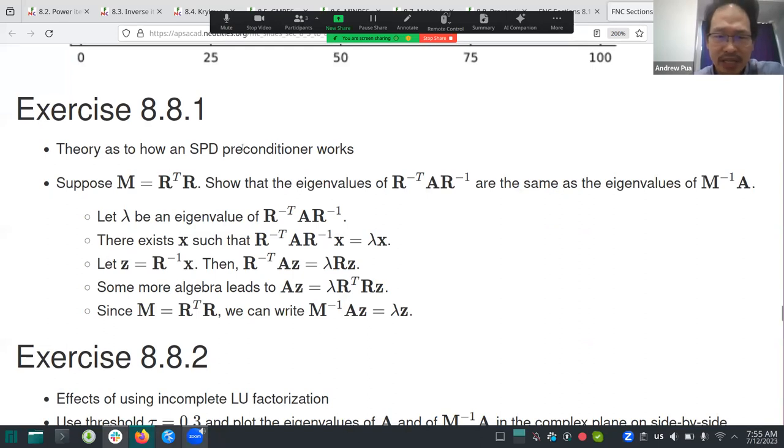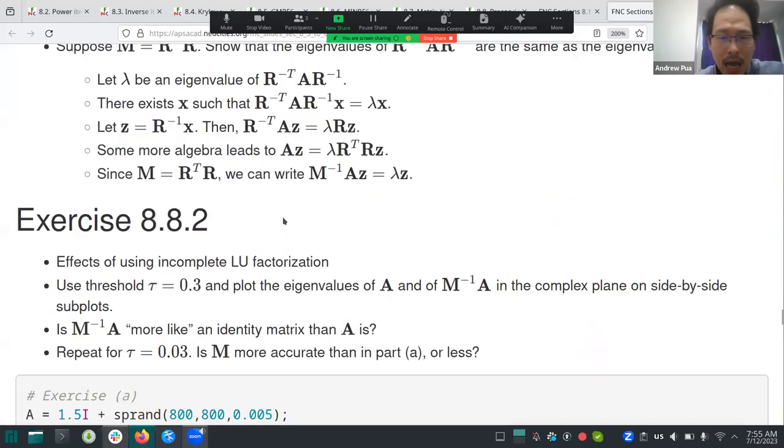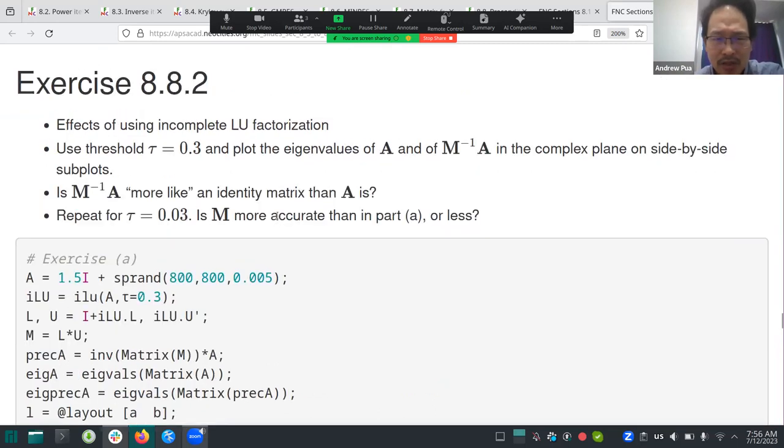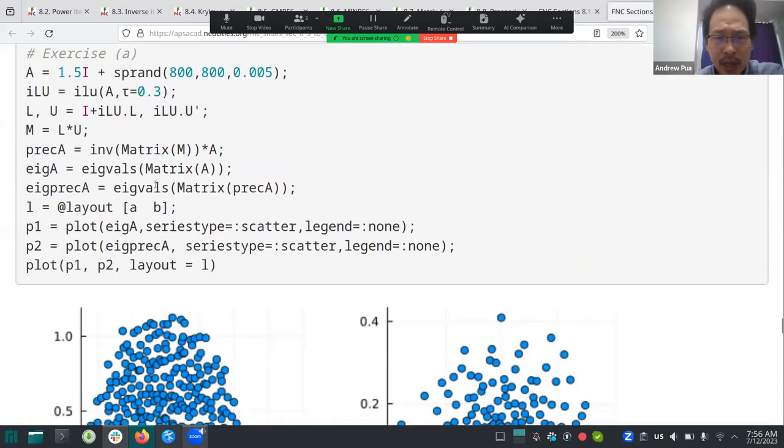If you want to understand how the preconditioning works, they have a theory exercise for that, here in 8.8.1. The other exercise is about incomplete LU factorization. The idea is that even if you start with a sparse matrix and you do an LU factorization, the L and U may not necessarily be sparse, and you might be in a situation where you don't want to fill in so many entries for L and U. So the idea is to do some form of incomplete LU factorization. The only thing that is really new here is to explore the effects of preconditioning in this way and how the command is going to change as a result.